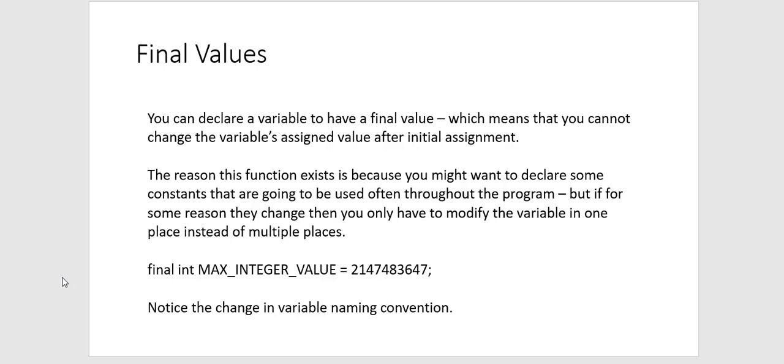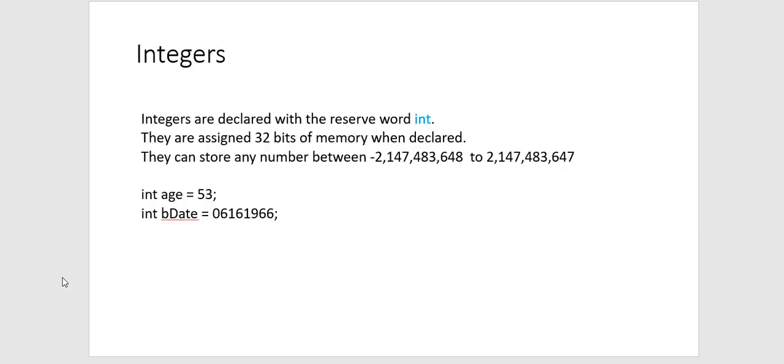All right, so let's talk about the three different types that this course really dives into in terms of primitives. The first type is called an integer. We use the reserved word int when we're declaring and assigning for an integer. Integers have 32 bits of memory. So Java actually reserves a certain amount of memory in your computer every time you declare an integer. And when you declare an integer, that amount is always 32 bits.